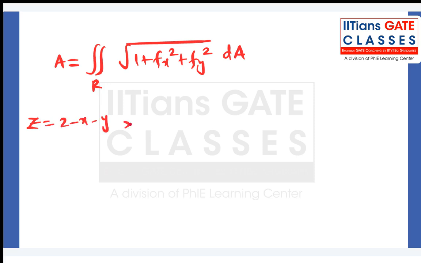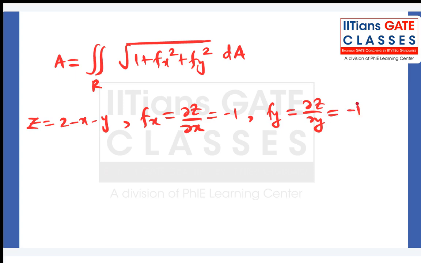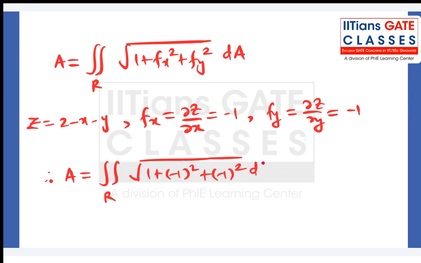So what is your fx? That is nothing but del z by del x. Whatever is your function, you are supposed to take the first partial derivative with respect to x, first order. So that will be minus 1. Similarly, fy will be del z by del y, which will again be minus 1. So therefore your area that you want is nothing but the square root of 1 plus (minus 1) whole square plus (minus 1) whole square, into dA. So that is nothing but square root of 3, and then it is just dA.